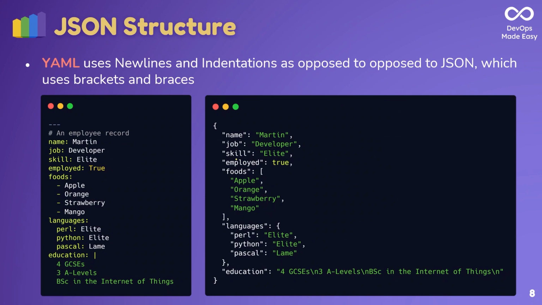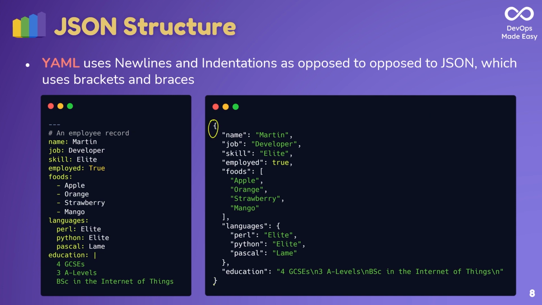Coming to the JSON structure, if you have to compare YAML and JSON, it is very easy. YAML uses new lines and indentation for writing the document, but JSON uses brackets and braces. So let's compare both. The three dashes over here indicate the start of the YAML document. Here the braces indicate the start and end of the JSON document. So this is the YAML file and this is the JSON file.